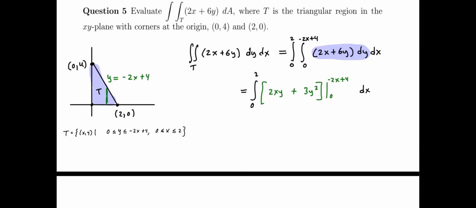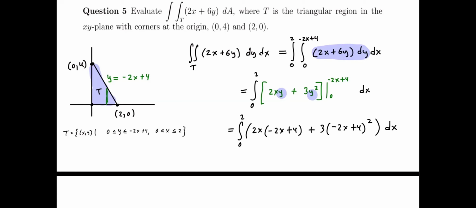All right, so again, focus right here. This is what we're going to simplify first before we integrate again. So go ahead and plug in the upper limit in place of y. So we're going to plug in the upper limit in place of y right here and simplify. So we have our integral from 0 to 2 of 2x times y, that's negative 2x plus 4, plus 3 times negative 2x plus 4 squared. As you plug in 0 as a lower limit, you're going to get 0. So that's not needed. Just write it like that.